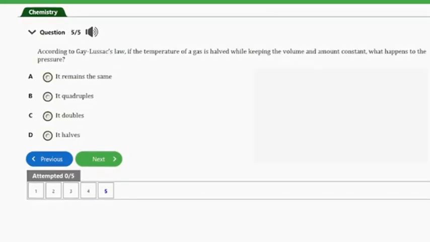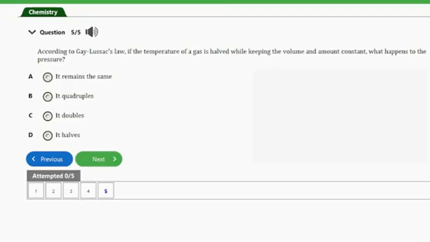And that's question number 5. So guys, the next question here says, according to Gay Lussac's law, if the temperature of a gas is halved while keeping the volume and amount constant, what happens to the pressure? A, it remains the same. B, it quadruples. C, it doubles. D, it halves. So guys, the answer to this question is option D, and that's it halves.